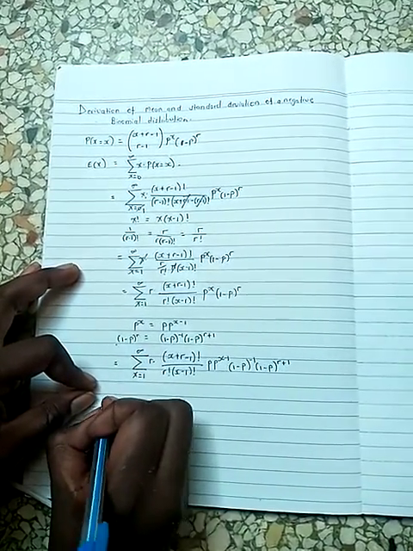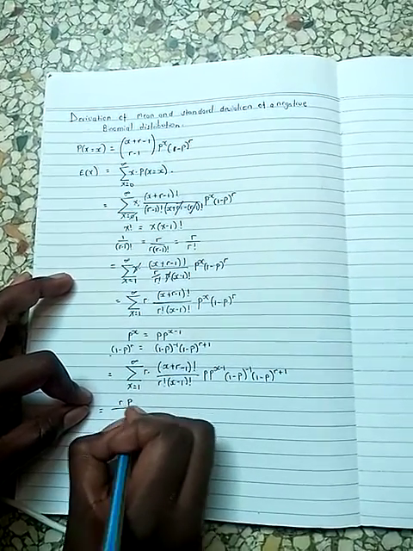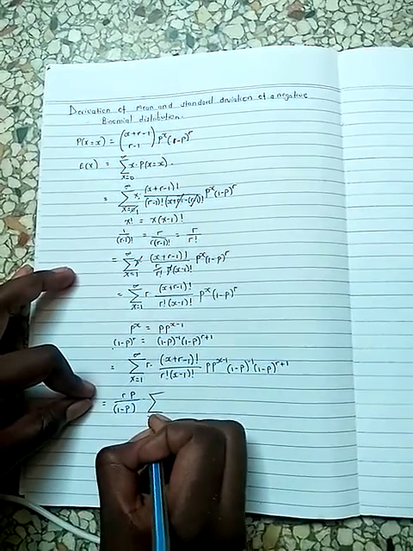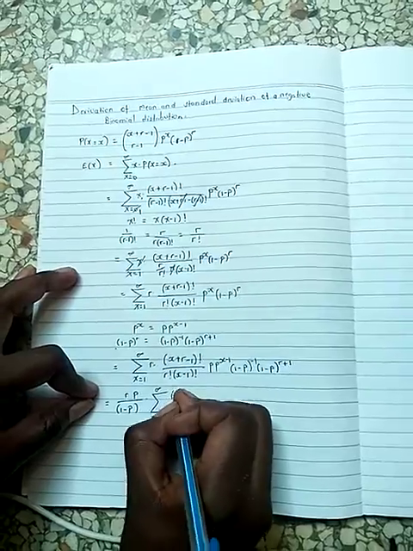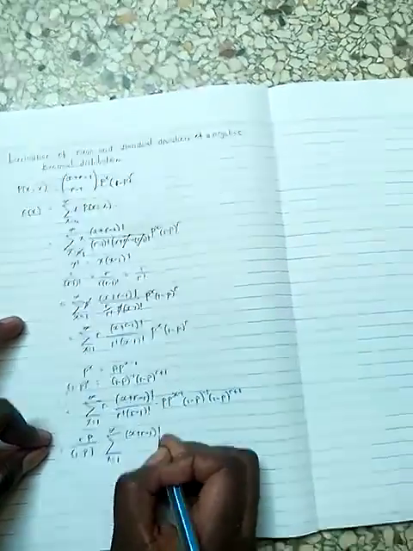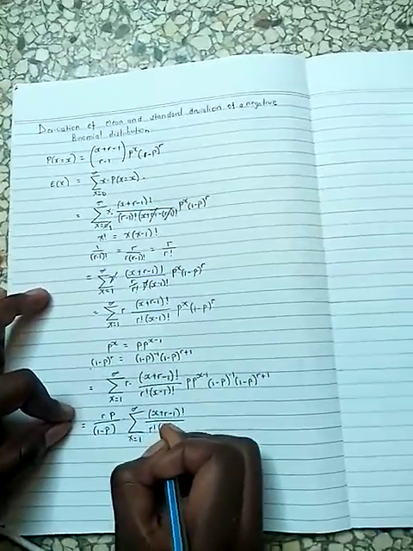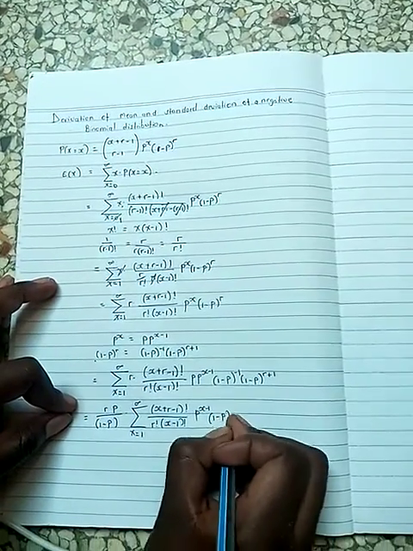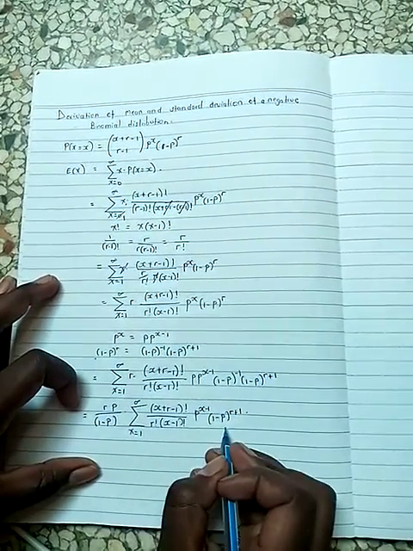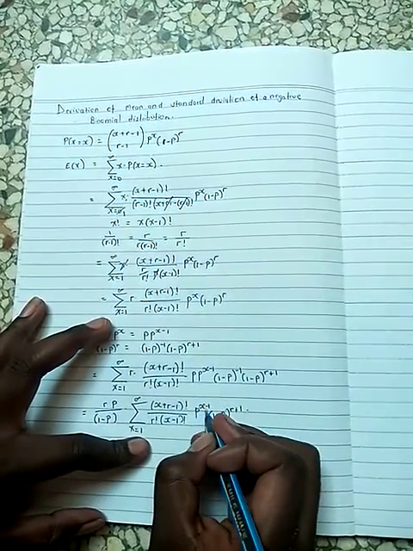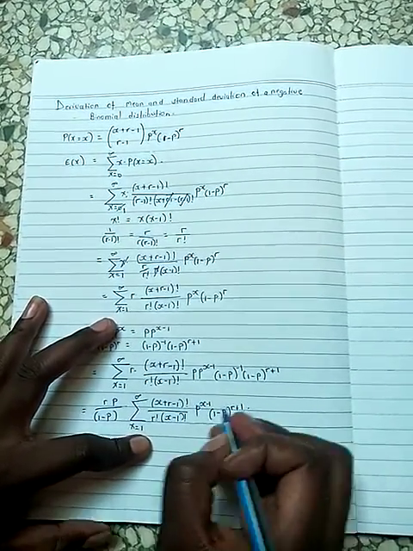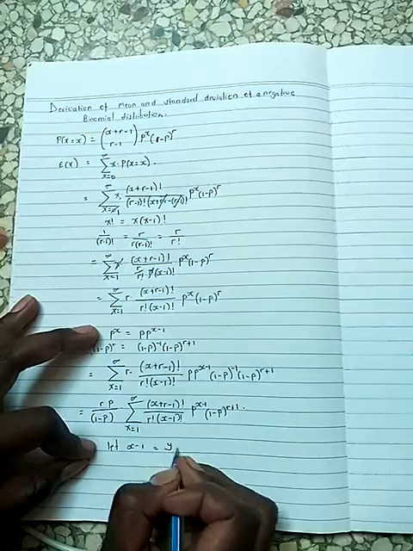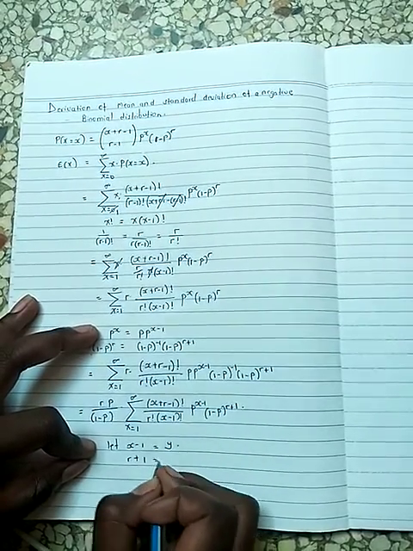So we're going to remove the constants out: r p over 1 minus p times the summation over x from 1 to infinity of x plus r minus 1 factorial over r factorial times x minus 1 factorial. So we are going to be left with this and that. This is the same format as the PMF, just that the power here is x minus 1, where we had x, and here it is r plus 1. So we are going to let x minus 1 equal y, and r plus 1 equal q.